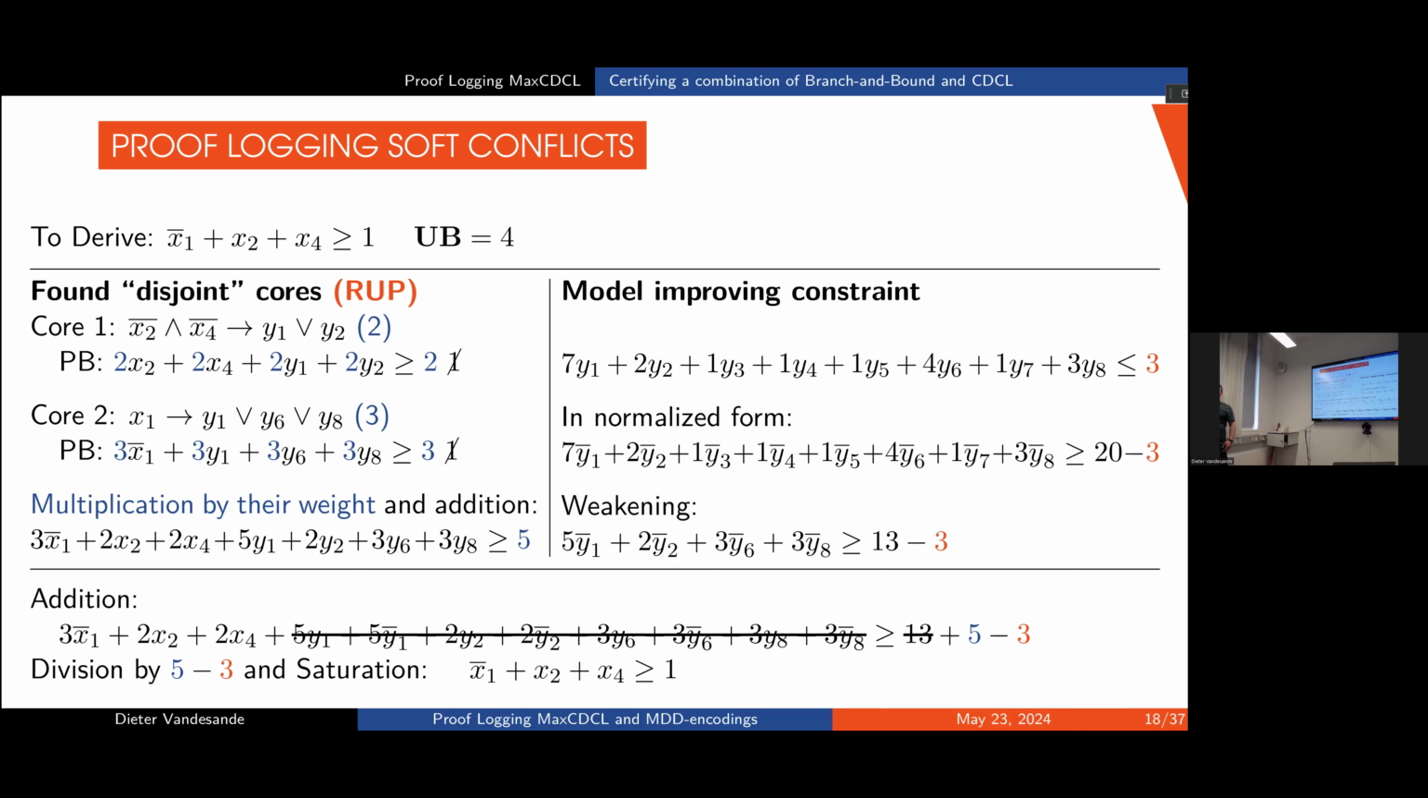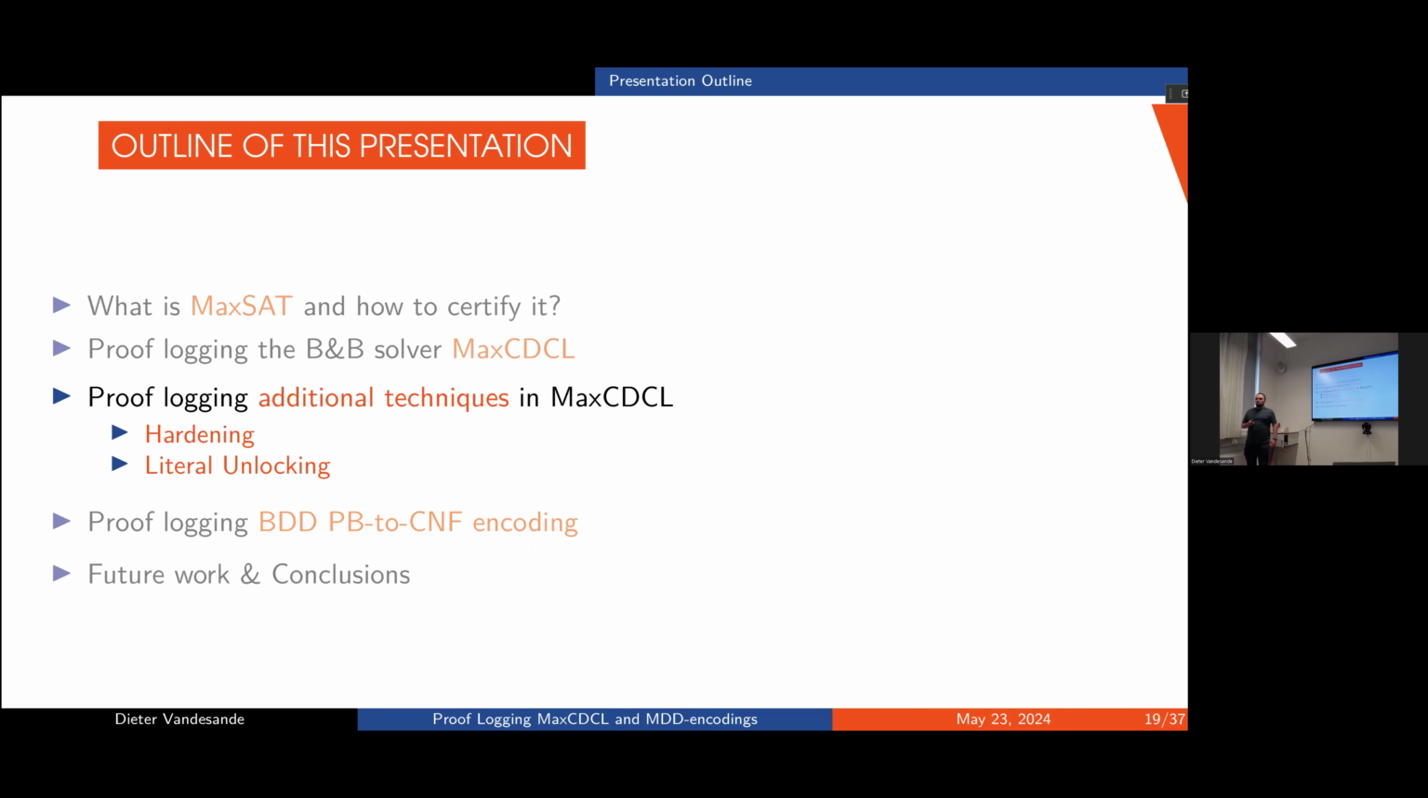And then in practice, MaxCDCL does some conflict analysis on this to shorten the clause, but that's all reverse unit propagatable, just as it is in subsolvers. So that was the basic idea behind proof logging MaxCDCL. But there are some extra techniques in MaxCDCL that are quite interesting.